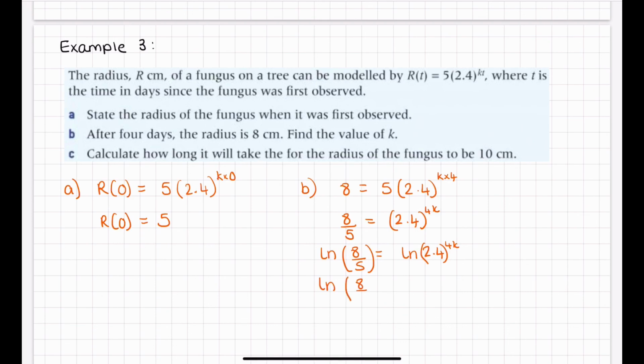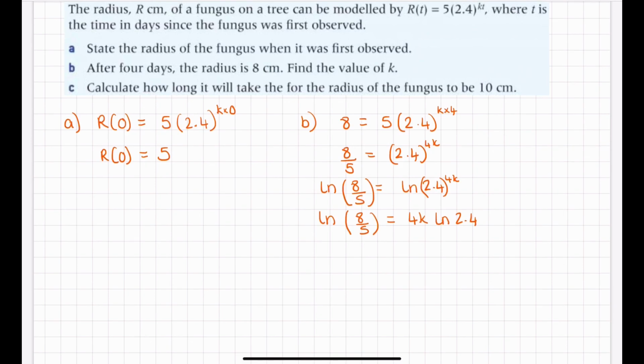So ln of 8 over 5 will equal 4k times by ln of 2.4, and then we can just divide everything but the k to the other side. So we'll have ln of 8 over 5 divided by 4 ln 2.4. Once again, just put that in your calculator and we'll end up with k equals 0.134, and that's rounded to 3 significant figures.